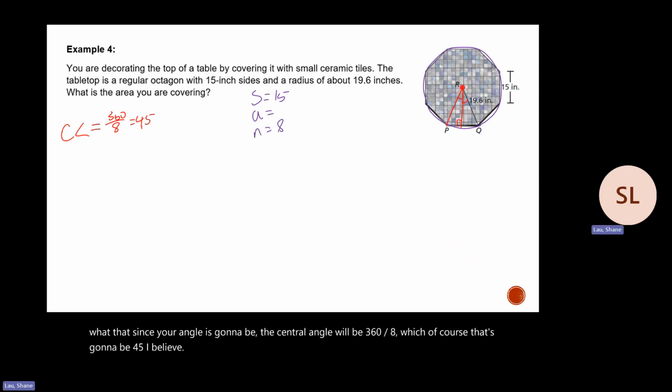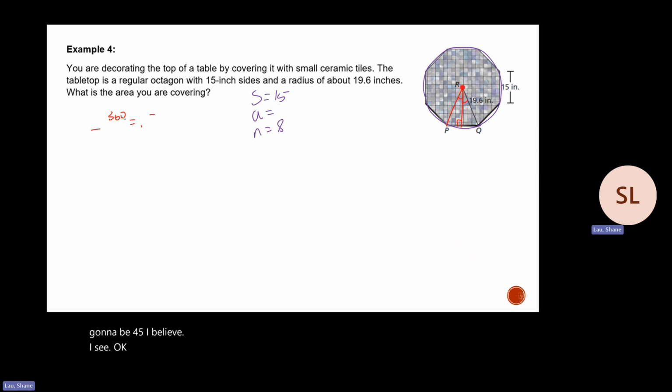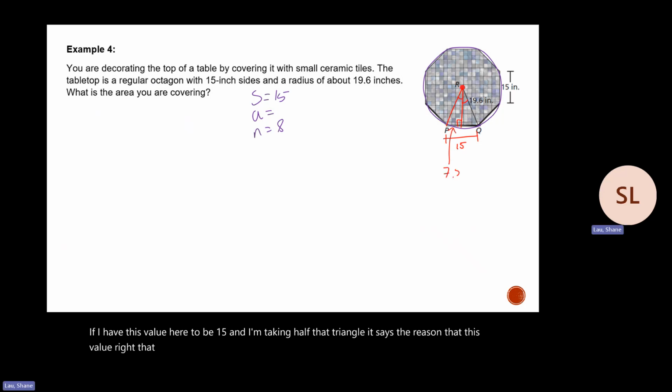Oh, I see. Okay. Actually, we have an easier way to do it. We'll do it the way I wrote in my notes, because I think it's easier. If I have this value here to be 15, and I'm taking half of that triangle, it stands to reason that this value is 7.5, right? It's directly half of 15. And I know that the 19.6 is also applicable right here.